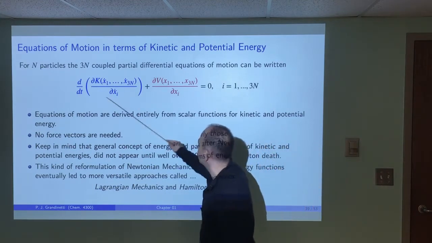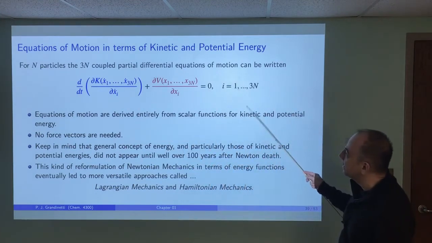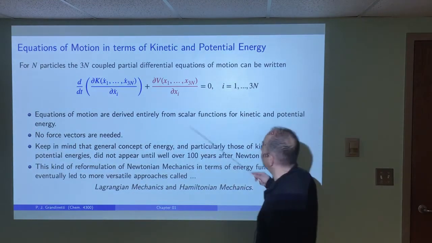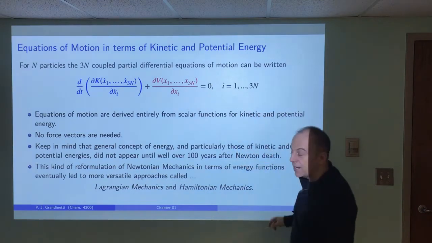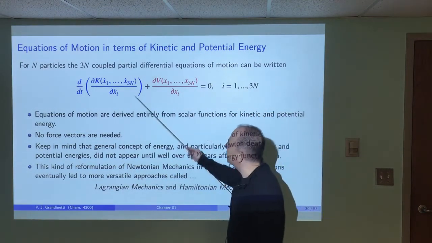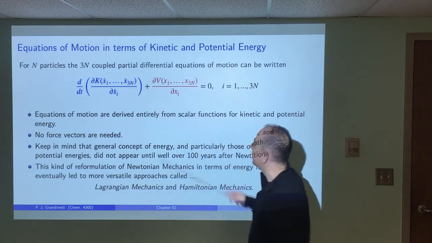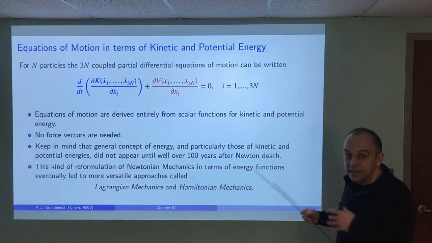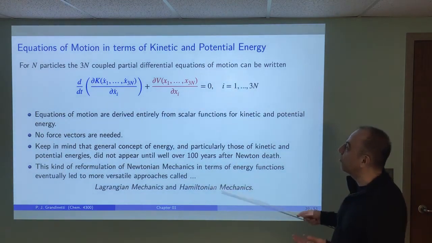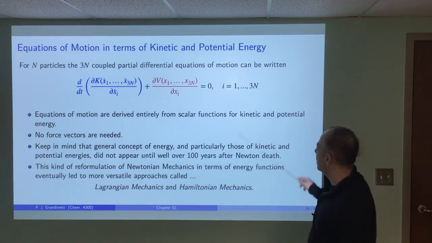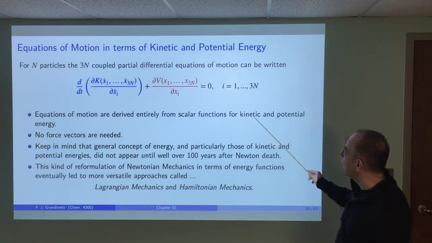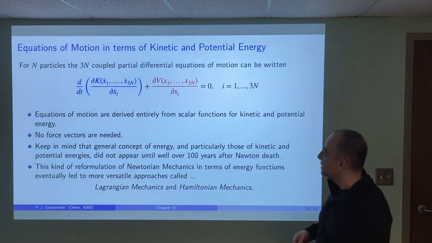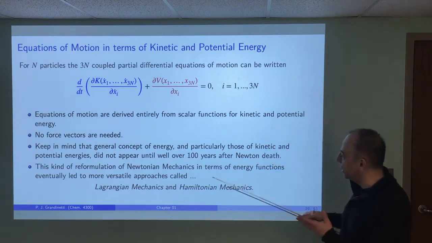So here it is, summarized. For a system that's operating under conservative forces, we have the ability to write out the entire set of 3n coupled equations. All we need to do that is an expression for the kinetic energy and the potential energy, and these are entirely scalar functions. So we don't need to work with vectors anymore. We can work with just a series of coupled differential equations, starting with the scalar functions that describe the kinetic and potential energy for that system. So this is a really nice simplification and a way to generalize the problems.